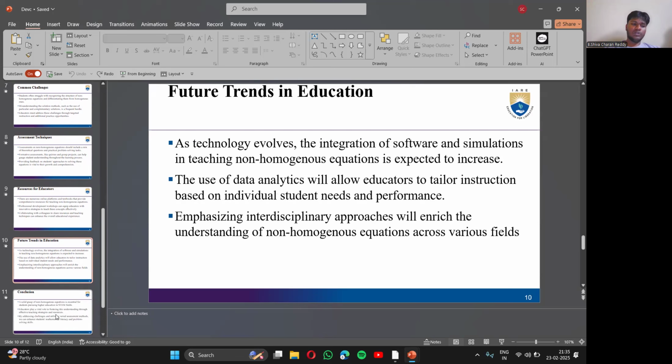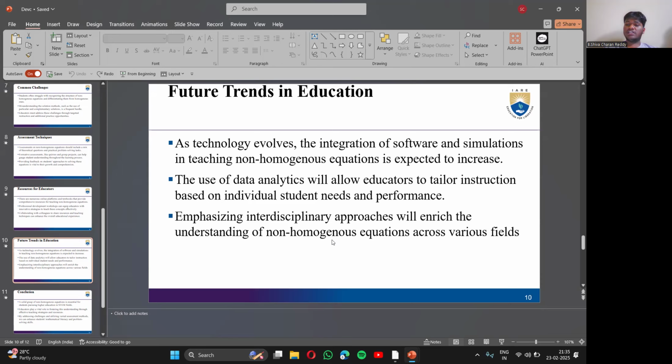Yeah, coming to future trends in education. As technology evolves, the integration of software and simulations in teaching non-homogeneous equations is expected to increase. The use of data analytics will allow educators to tailor instruction based on individual student needs and performance.